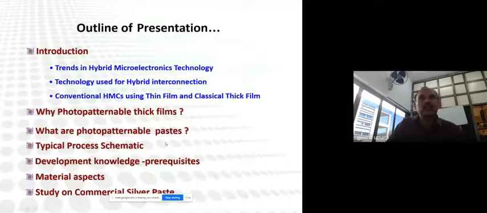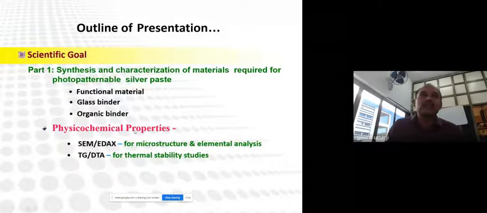The outline of this presentation will begin with introduction. What is the trend in hybrid microelectronics technology, then the technology used for these hybrid interconnections, conventional HMCs, then why the photopatternable comes into the picture. Then what are these based on? Typical process schematic, development prerequisite, material aspect. Then some of the study on the commercial phase. Some of the slides may overlap with the previous presentation, but I will give a little bit more information on that. Then the real part comes with the scientific goal.